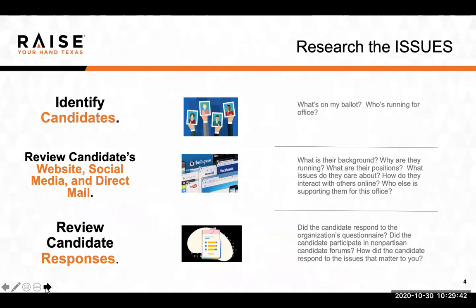And the third part is taking a look at their responses to written questionnaires. Did they respond to an organization's questionnaire? Did they participate in nonpartisan candidate forums? And how did the candidate respond to the issues that matter to you?